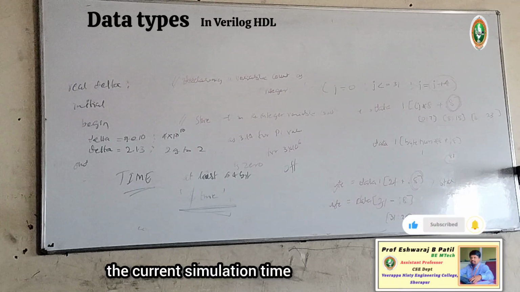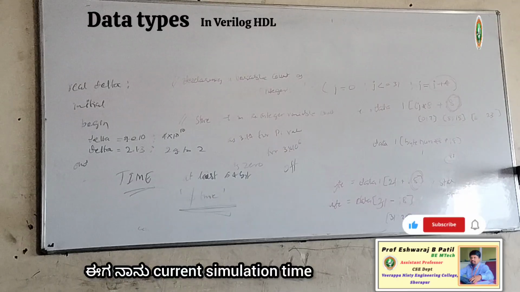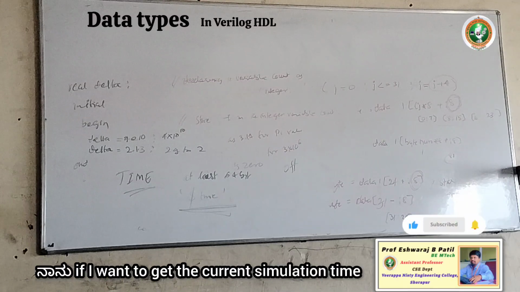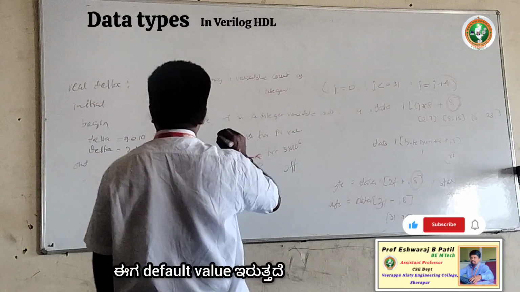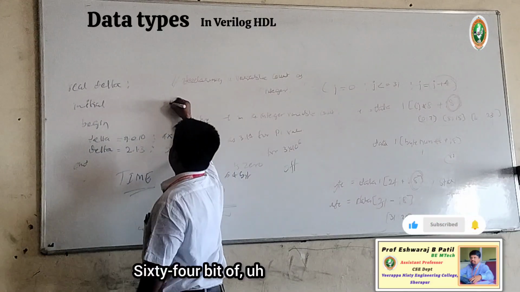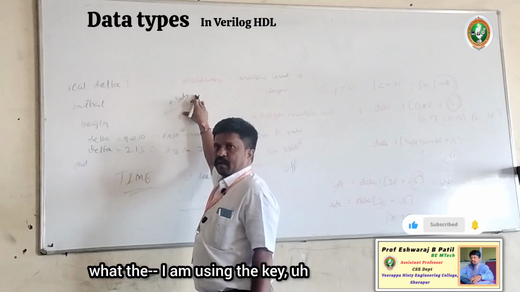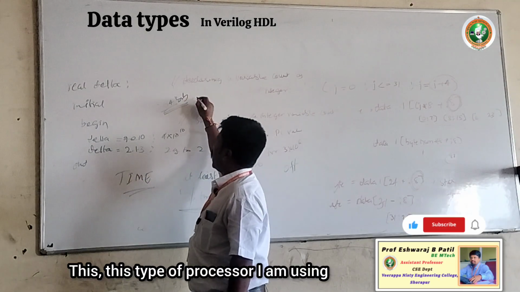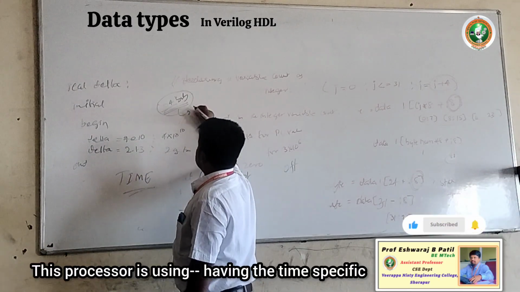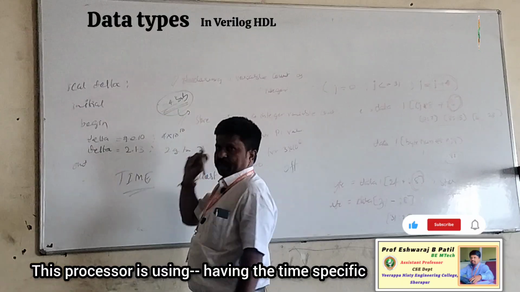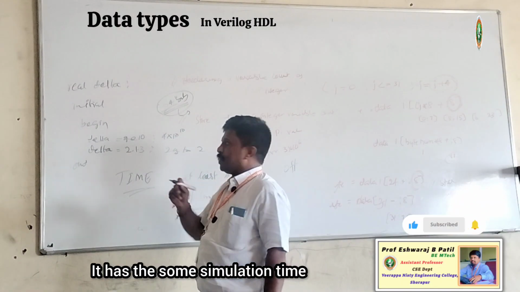the current simulation time. If I want to get the current simulation time, the default value is 64 bits, depending on the word length of the type of processor I am using. This processor has its own time specification, it has some simulation time.